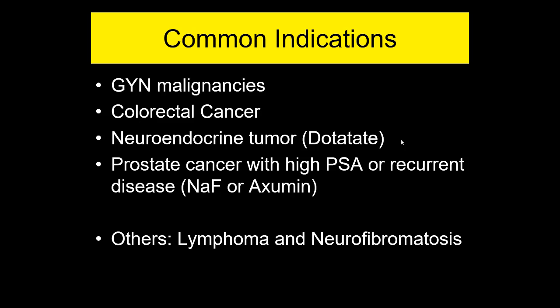And we do it for recurrent disease using Axumin, which is a fluciclovine that you talked about earlier. And then in our practice, again, it's not all practices, but we have a big lymphoma group and neurofibromatosis group. So again, doing a whole body PET-MR as a replacement for PET-CT works really well in these cases.